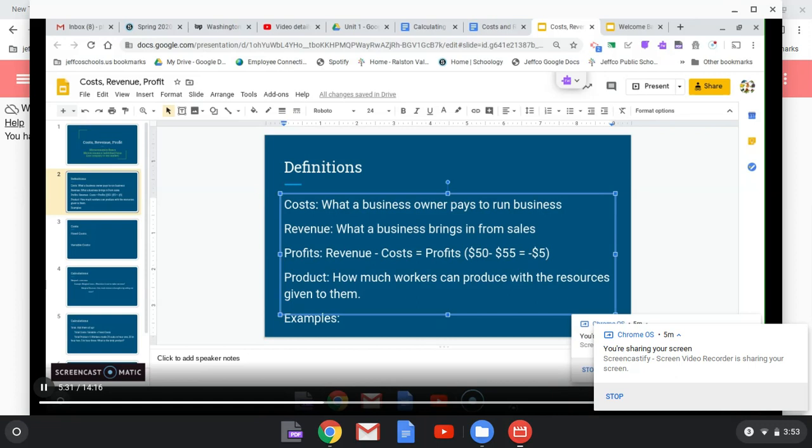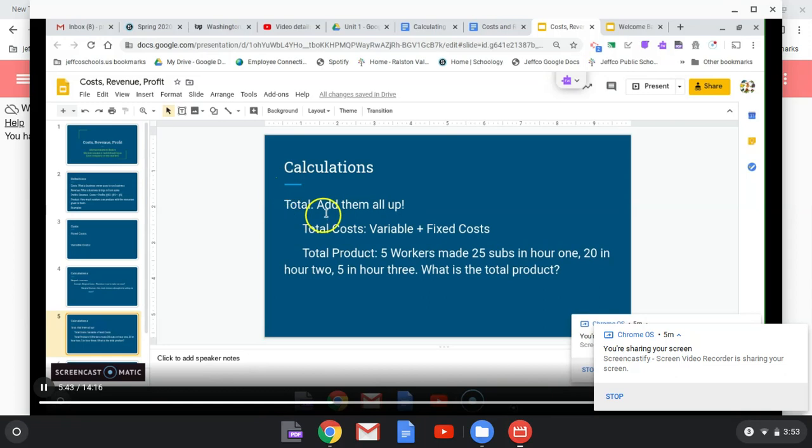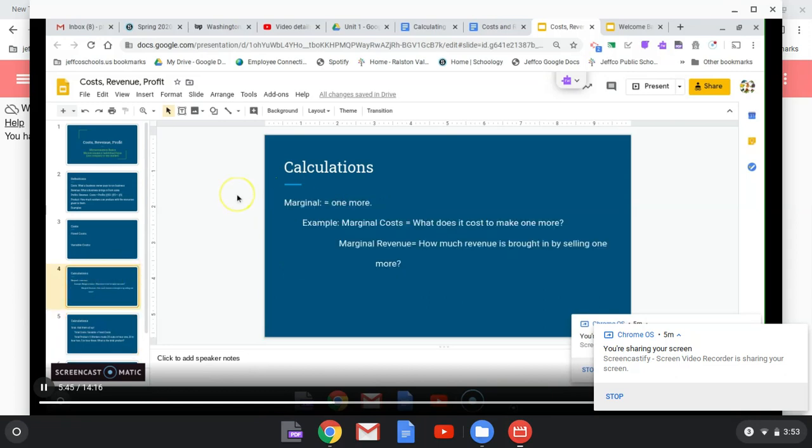So the last thing is all of these things we're going to measure in two different ways: marginally, and in total. So let me give you marginal first. It's a more complicated one, but it's easy, I'm telling you. All right, let's just get the notes down. So marginal just means what does it take to make one more.